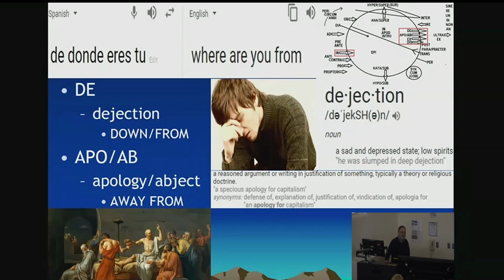And what is the most famous use of the word apology to mean what it originally meant? Socrates' Apology, the one that was preserved by Plato, the idea of him being in court and defending his position about why he refuses to stop philosophizing even at the threat of death.